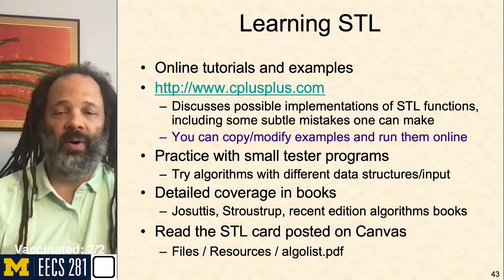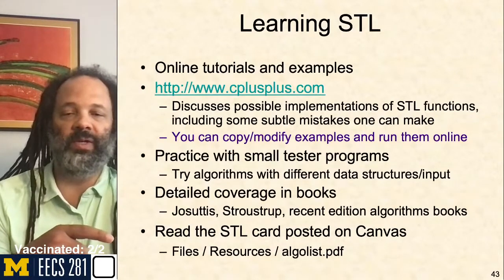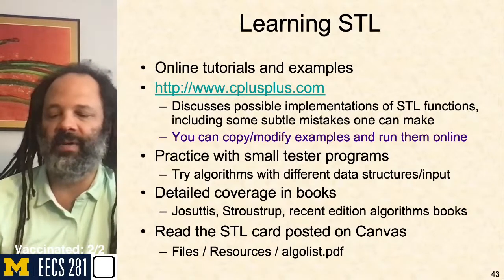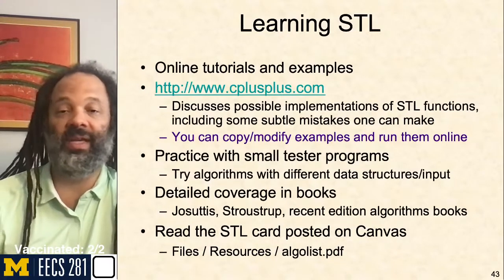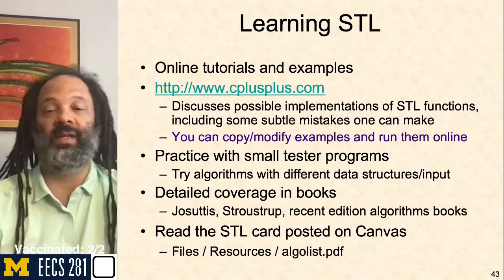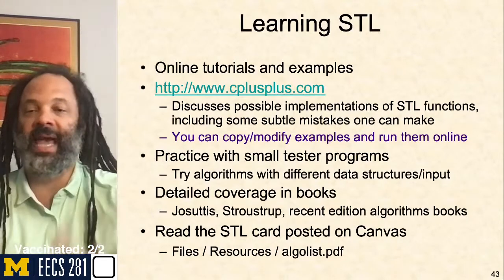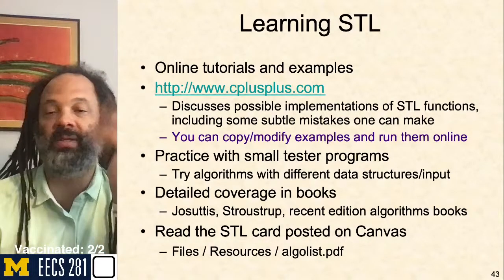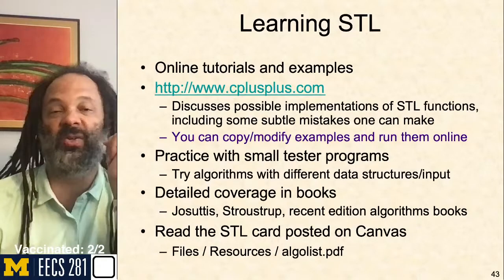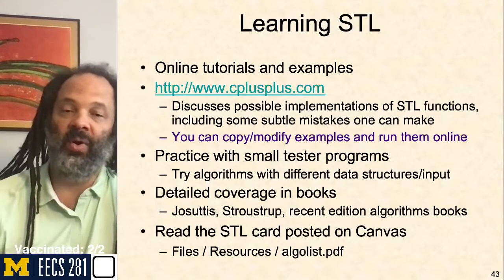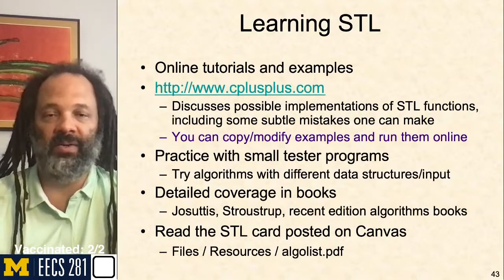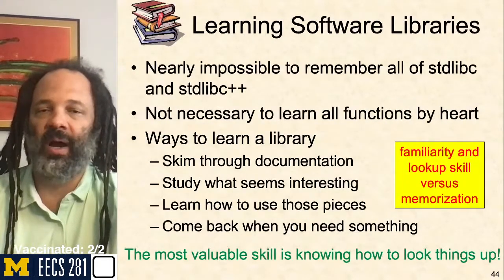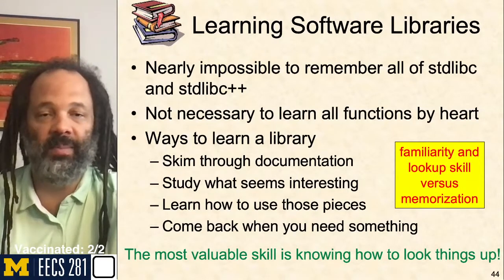There's detailed coverage in a lot of books. There's also a card in the files resources location on Canvas, and it's called AlgoList. And what it is, it's just a list of the things from algorithm.com. So you should get that and read it. Just read it. It's a PDF. It's one page front and back. So you can scan that. I would scan that once a week for the next 3 or 4 weeks just to make sure you know what's in algorithm. Next time you want to do something in algorithm, it's probably already partially written in the STL. So if you know about it, you can use it. If you don't know about it, you spend time writing it yourself, you spend time debugging it yourself.